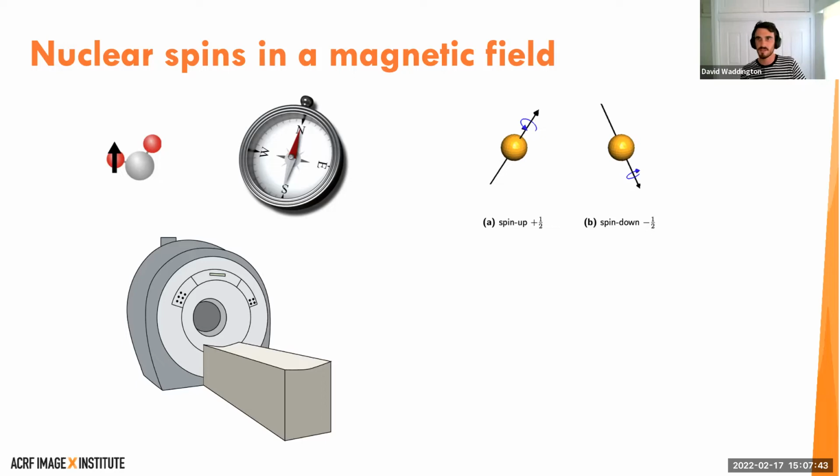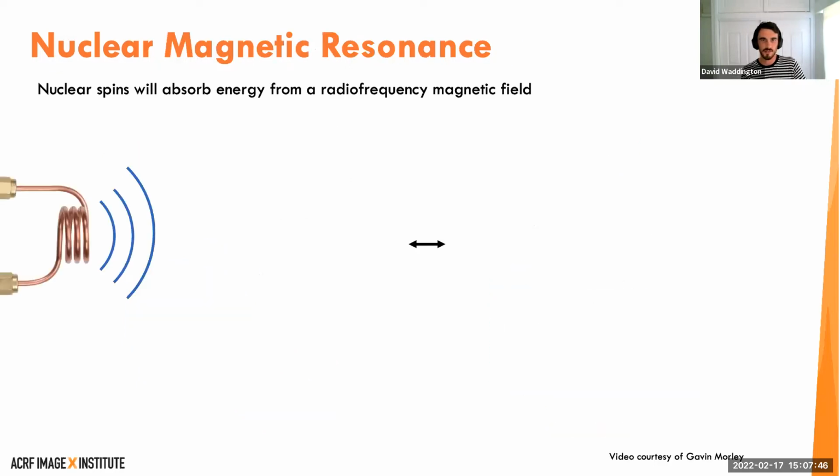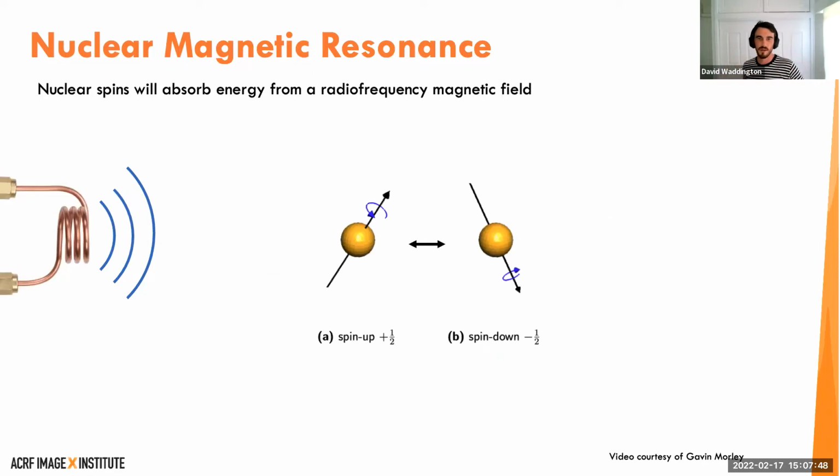And the thing is that these two states, this up state, this down state, will actually switch if you apply radio waves at a very specific frequency. And that frequency depends very precisely on the magnitude of the magnetic field that they're in. So you can apply radio waves, and the nuclei in your body when you're in an MRI scanner will go from up to down, or down to up, or all over the place. And so what we do is we apply these radio waves, and spin flip.